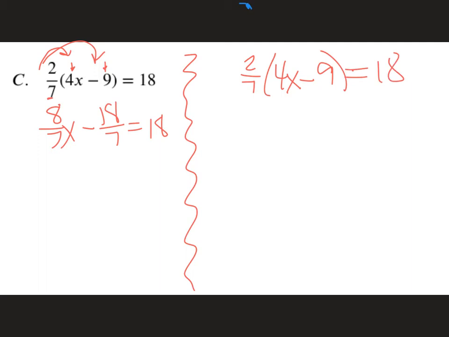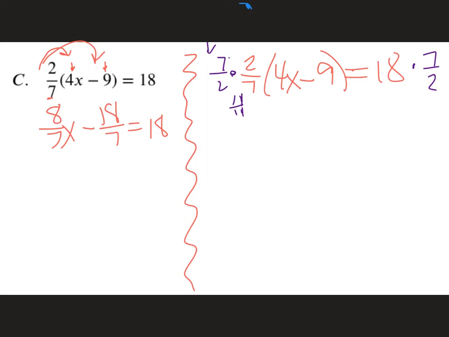So if I want to get rid of a fraction, I can multiply by the reciprocal, which would cause that fraction to have a value of 1. So the reciprocal of 2/7 would be 7/2. So if I multiply those together, it would become 14/14, which is 1. I wouldn't need to distribute 1 because it's not going to do anything to 4x minus 9. But if I bring in 7/2 on the left side, I do need to multiply the other side by 7/2.